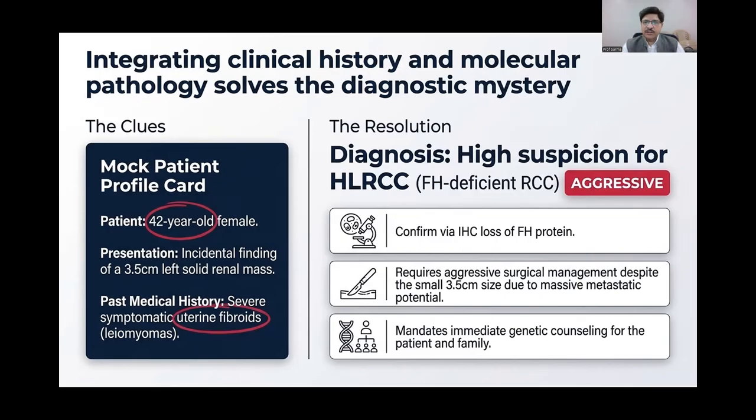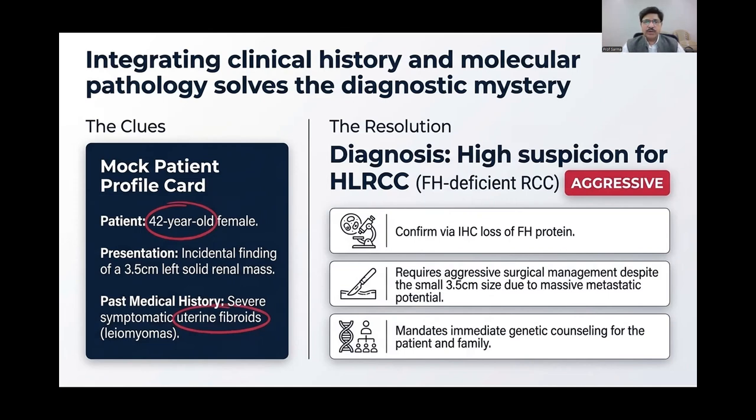FH deficient RCC is aggressive. How do I know that? Confirm via immunohistochemistry, loss of the FH protein. Now you stain the tissue for immunohistochemistry and see the FH protein loss. You can see this is an FH deficient renal cell carcinoma. It requires aggressive surgical management despite the small size. Size is only 3.5, but I have to treat aggressively.